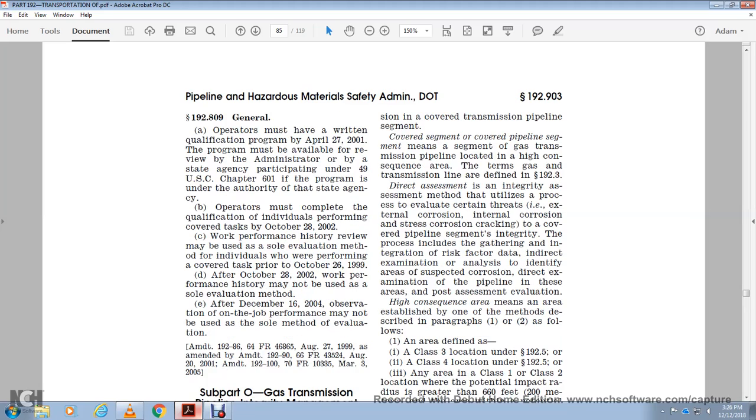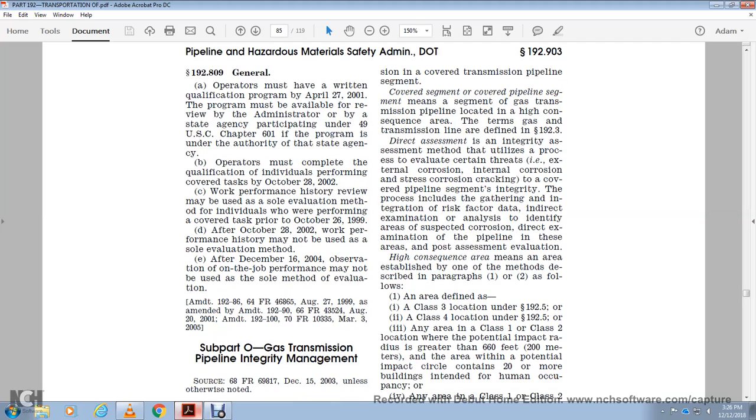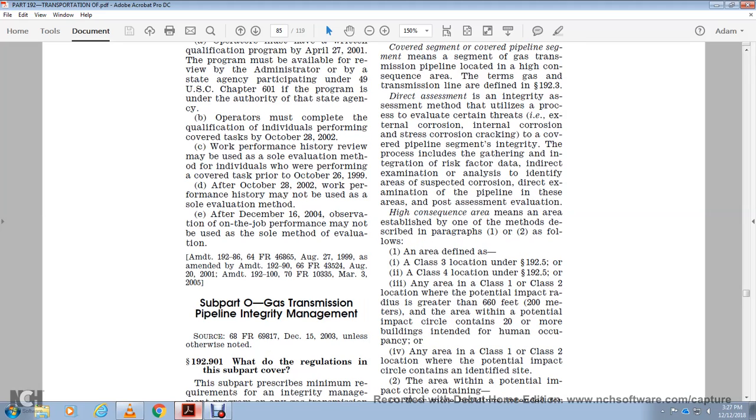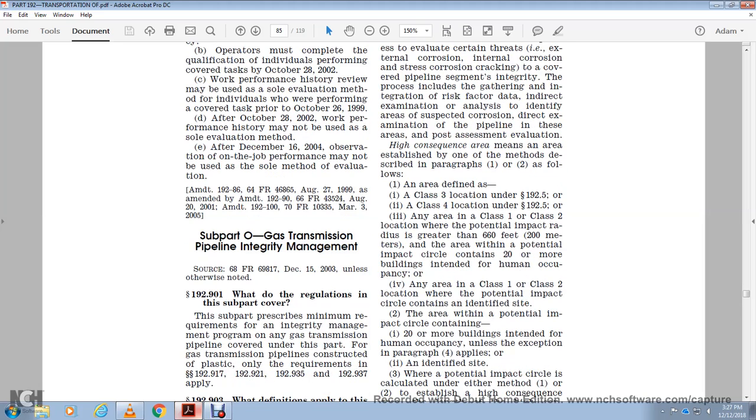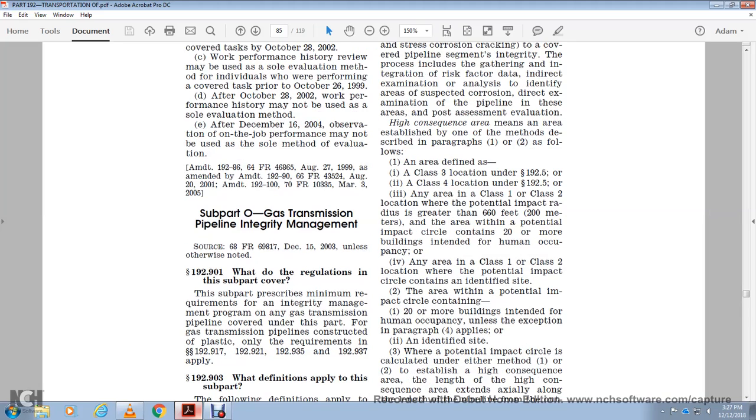High consequence area is established by one of the methods described below, paragraphs 1 and 2 of the definition. An area defined in a Class 3 location under 192.5, a Class 4 location under 192.5, or any other Class 1 or Class 2 location where the potential impact radius is greater than 660 feet and an area within a potential impact circle contained within 20 or more buildings intended for human occupancy. Any area in a Class 1 or Class 2 location where the potential impact circle contains an identified site. The area within the potential impact circle contains 20 or more buildings intended for human occupancy unless the exemption of paragraph 4 applies. Then identify sites within the potential impact circle and calculate with either method 1 or 2 to establish a high consequence area.